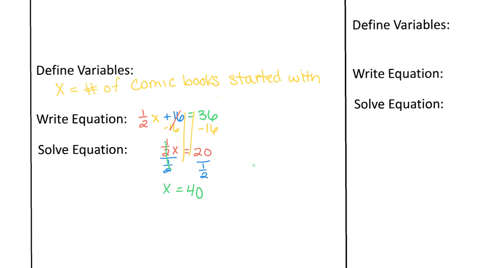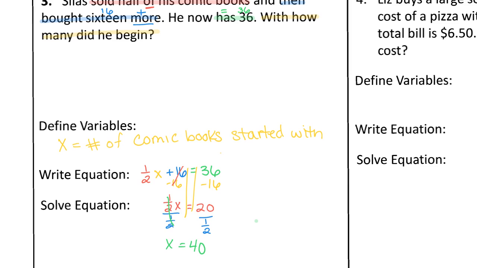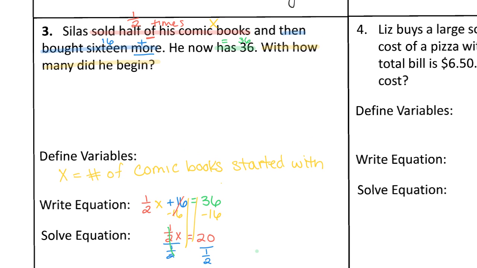All right. So looking at this, the question was, how many did he begin with, right? So that's why our variable should be the number of comic books started with, right? So reading the rest of this problem, Silas sold half of his comic books. So half is 1/2. Of means times, and his comic books, right? So we always start with what we started with. So that's why our equation begins with 1/2 x.